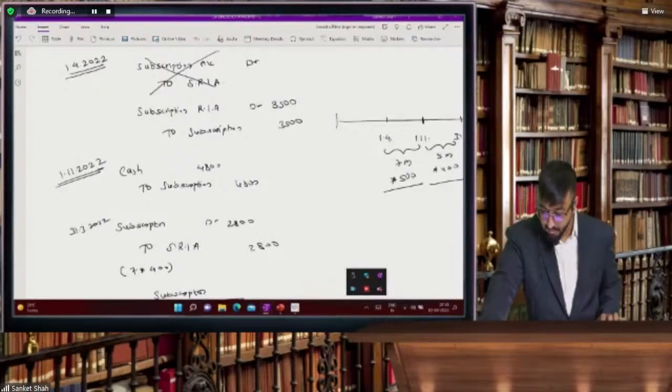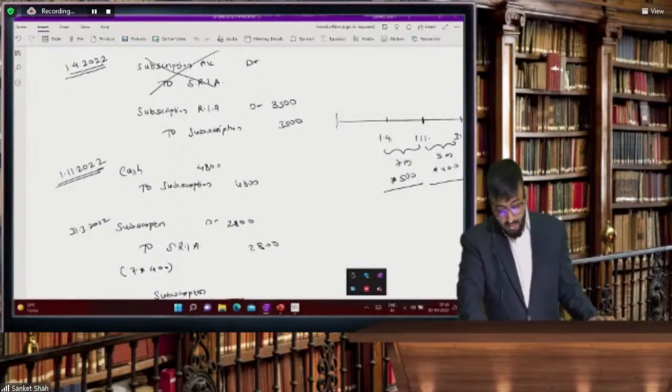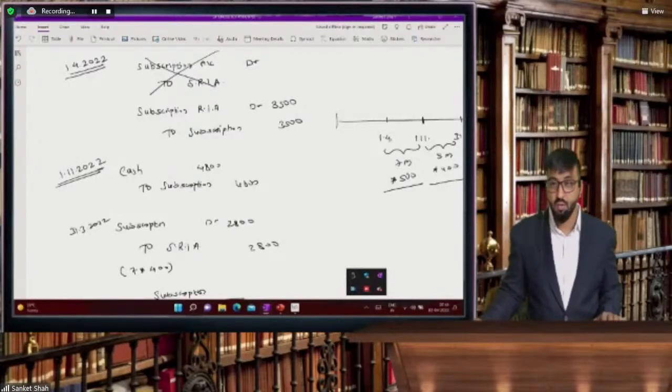Yes, subscription received in advance, bank to subscription. Very good, Suvarnesh. Yes, correct answer, beta. Very good, beta. Very good. Suvarnesh correctly answered.